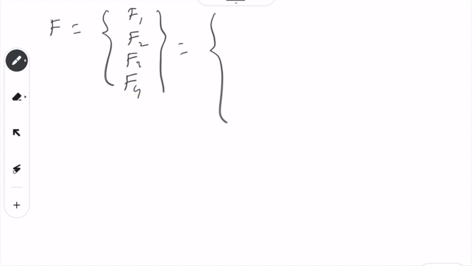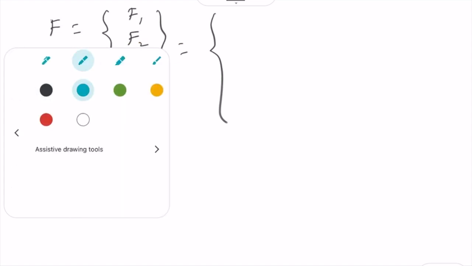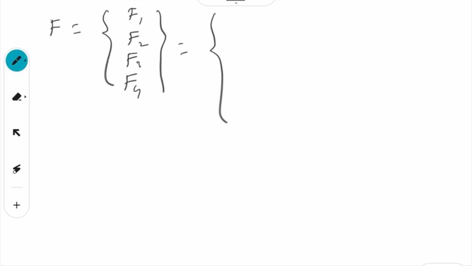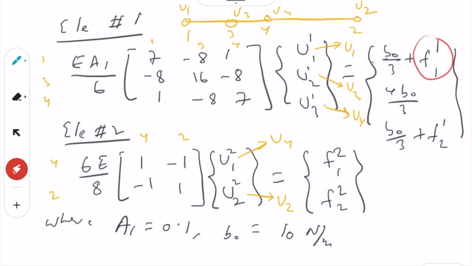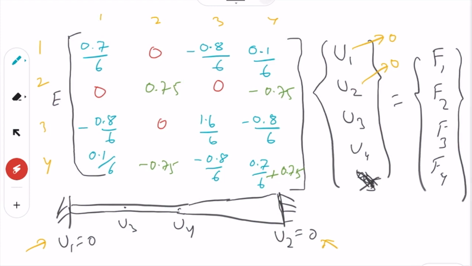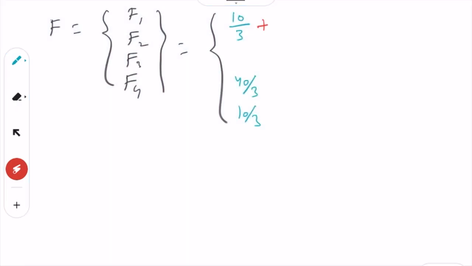So 1, 3, 4. Let's use the same color code. So we have 10 over 3, then we have 40 over 3, then 10 over 3. Okay, and then there was some summation, plus F11 in the first and F12 in the last one. So plus F11 plus F12.